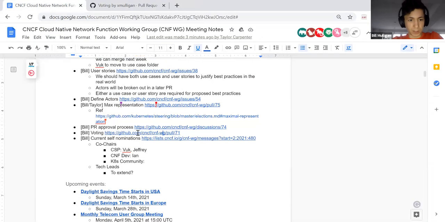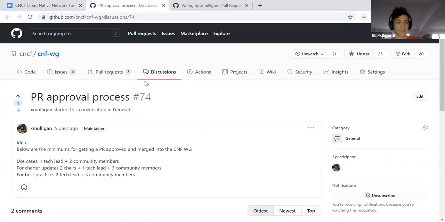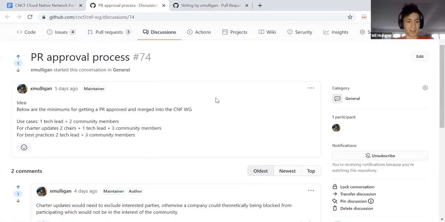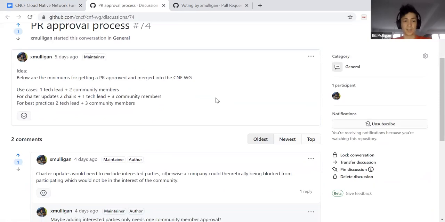And then also related to that is the PR approval process, because I think this wasn't defined anywhere. I started this as a discussion because I didn't want to start it as a pull request, as I think this is open, of defining what each of the roles do and what, I don't want to say power, but maybe responsibility they have. And the way that I thought about this was that the lowest bar should be the easiest.